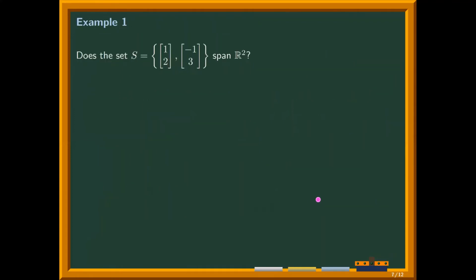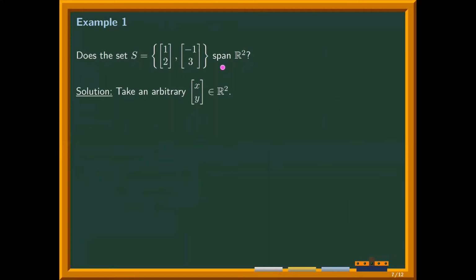Okay, let's illustrate the idea. Let's consider a simple example first. In R2, we verify whether or not S spans R2. Is it enough, for the vectors (1, 2) and (-1, 3), to generate the entire Cartesian plane R2?